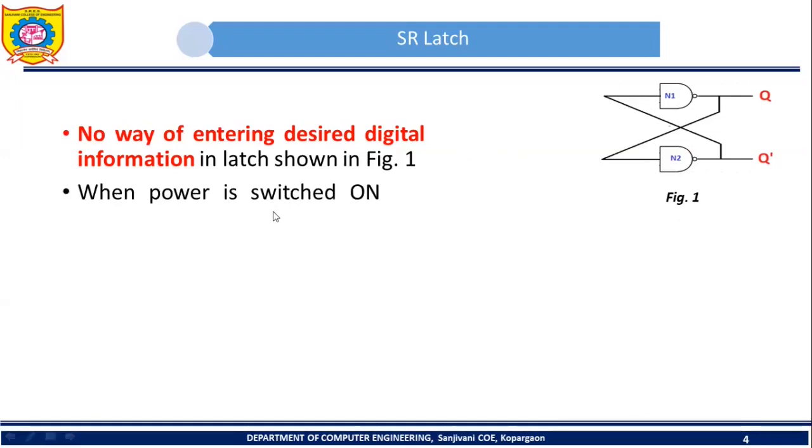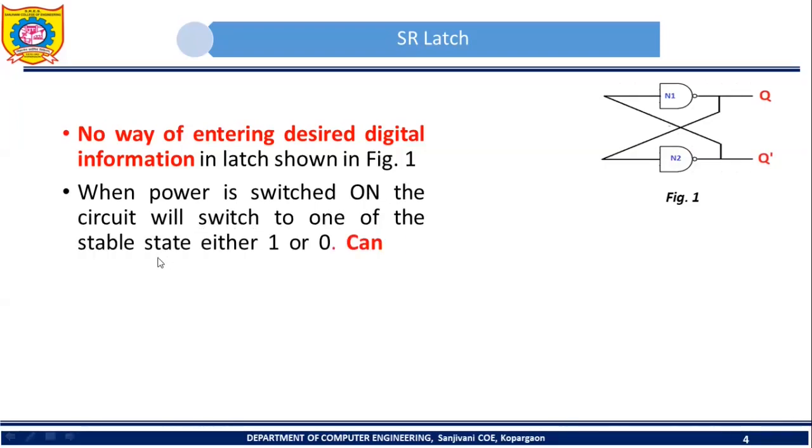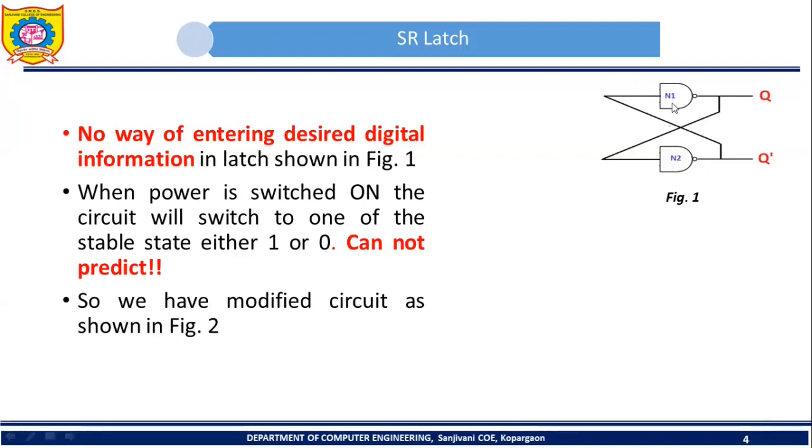Now when power is switched on, the circuit will switch to one of the stable states, that is either 1 or 0. We cannot predict. So when we apply power to this particular circuit, at that time this circuit will switch to one of the two stable states. Which stable state? Either 1 or 0. But here we cannot predict what will be the state of this circuit when we apply power to it, whether it will be logic 1 or logic 0. Right? So that's why it is required to modify this particular circuit.